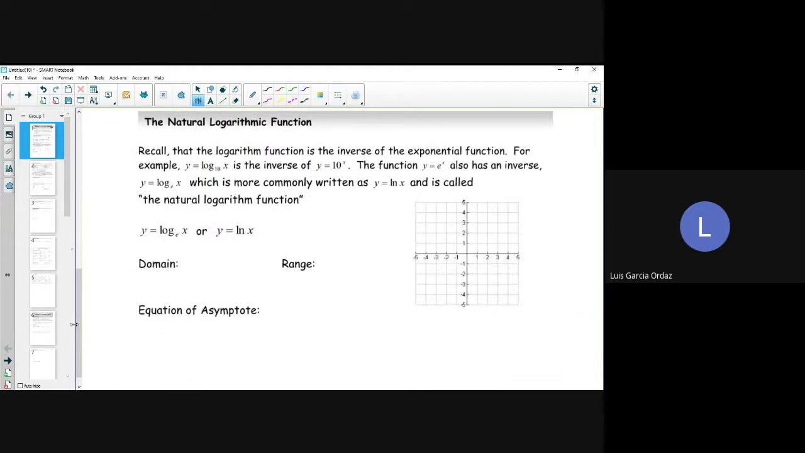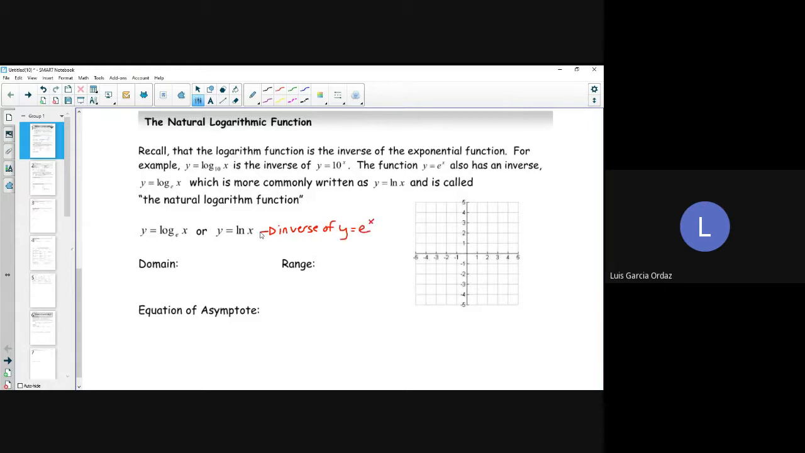The natural log function, so we call it the log function, is the inverse of the exponential function. For example, y is equal to log base 10 of x is the inverse of y is equal to 10 to the x, which means that the function y is equal to e to the x also has an inverse, and that inverse is log base e of x, which is more commonly written as y is equal to ln x and is called the natural log function. So we get y is equal to log base e of x, or ln of x. So again, this is the inverse of y is equal to e to the x.